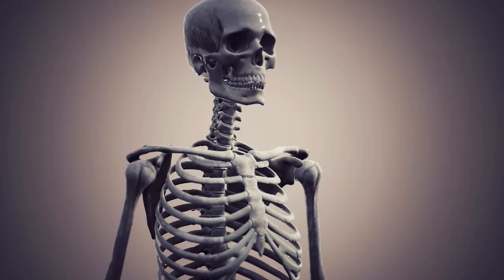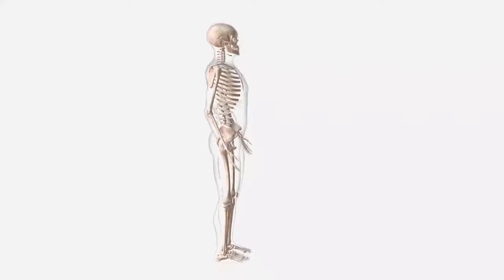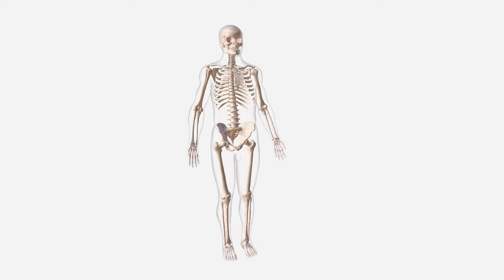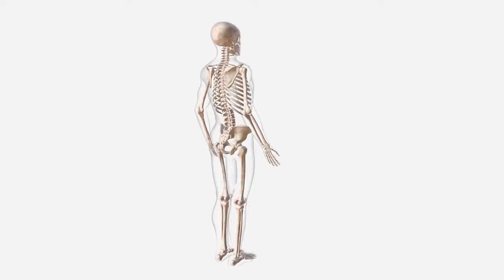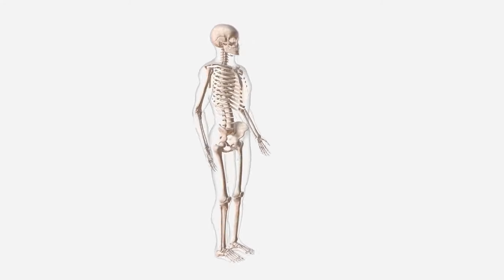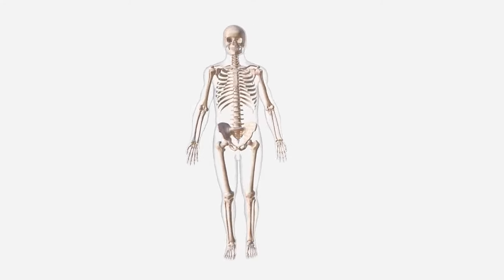Joints are held together by a combination of bones, ligaments, tendons, and muscles. Ligaments are strong, fibrous bands of connective tissue that connect bones to other bones. Tendons are fibrous cords of connective tissue that connect muscles to bones. Muscles produce movement by contracting and relaxing, which causes movement at the joint.